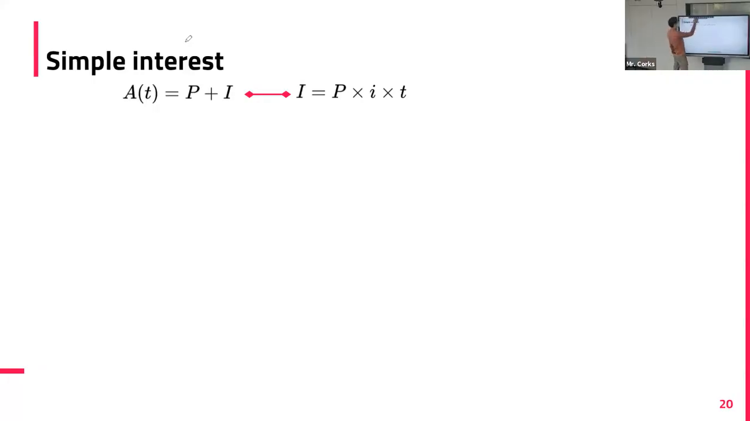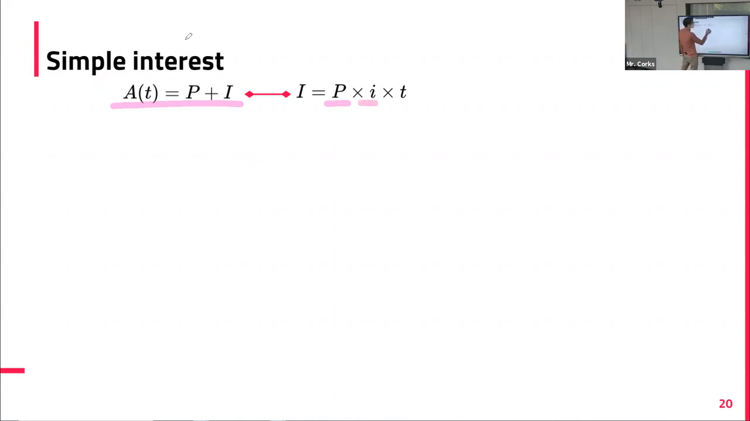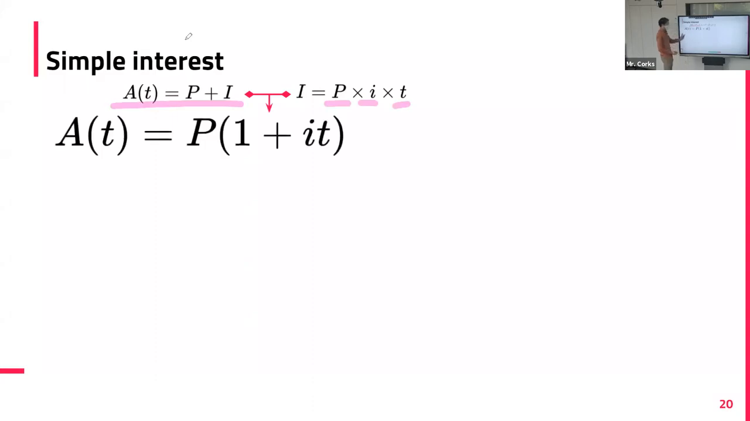So for simple interest, the total value is principal plus the dollar value of the interest. Dollar value of interest is just the principal times whatever the interest rate is times however many years. So we put those two things together and we make this formula. Simple interest after whatever number of years: principal times 1 plus IT. Nice simple formula here.